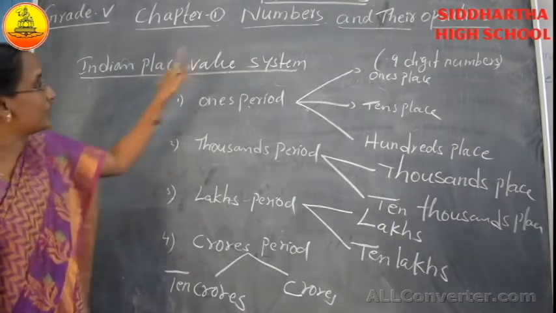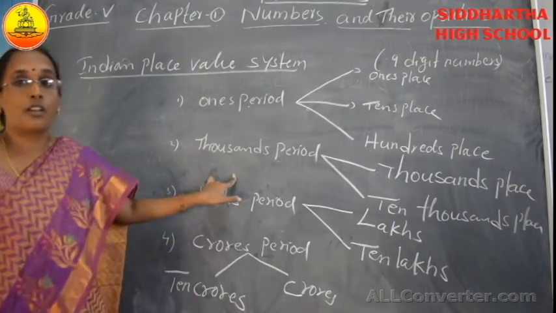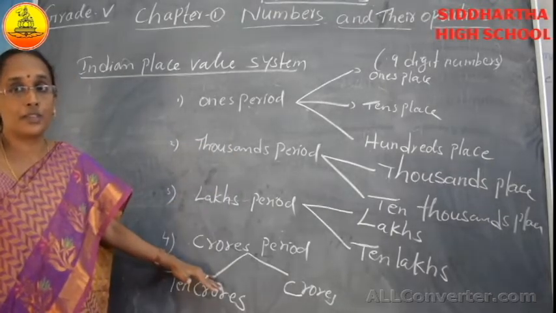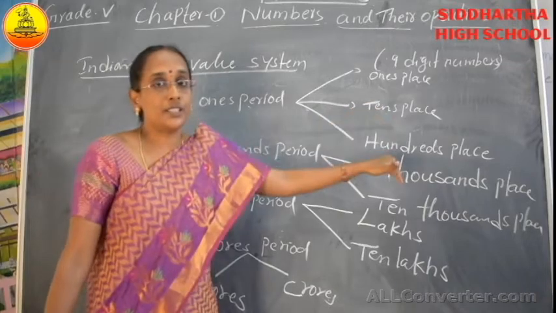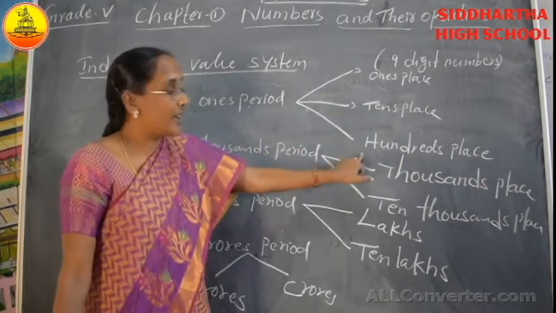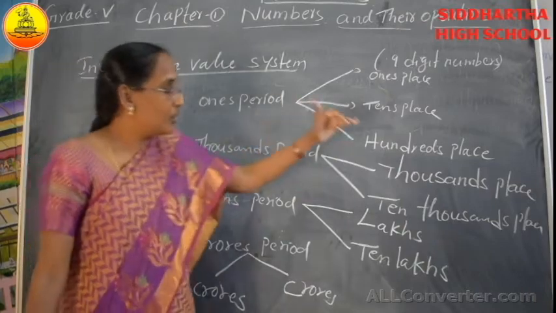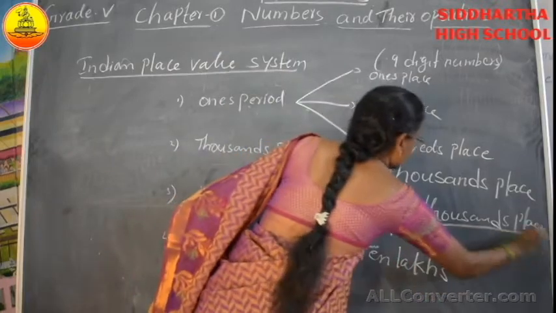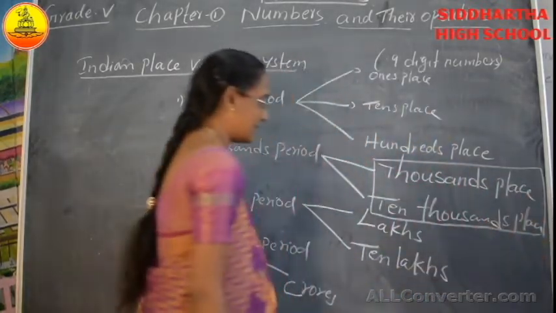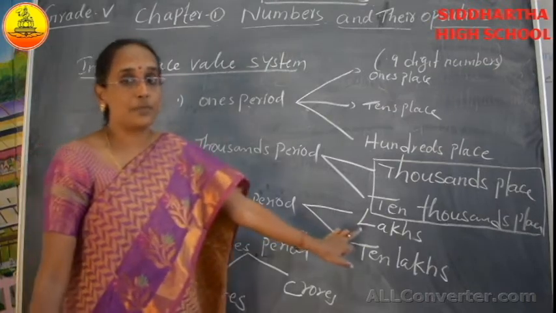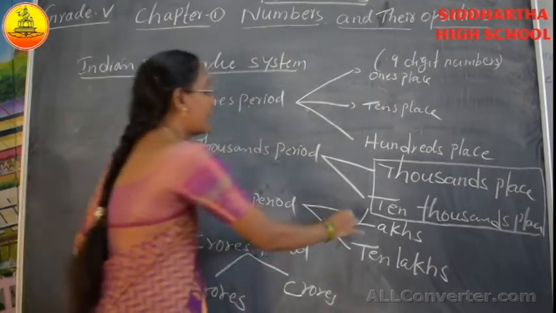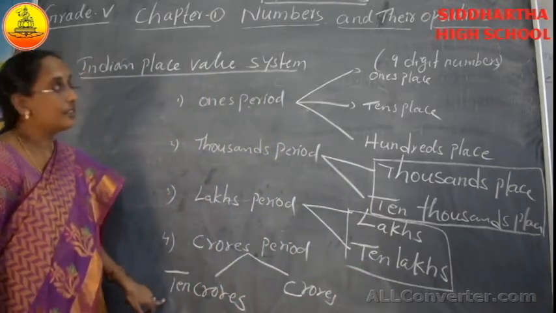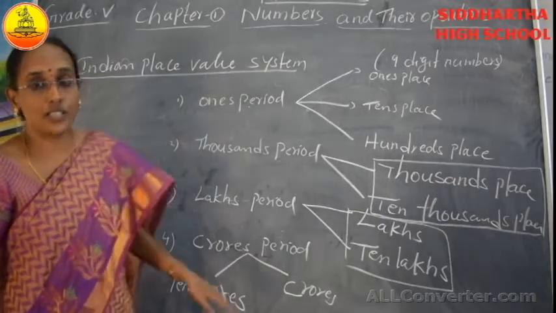Indian place value system 9-digit number is divided into 4 periods. What are those 4 periods? Ones period, thousands period, lakhs period, and crores period. Ones period is divided into 3 places: ones place, tens place, hundreds place. Thousands period is divided into 2 places: thousands place and 10,000 place. Lakhs period is divided into lakhs place and 10 lakhs place. Crores period is divided into crores and 10 crores. Okay, children.